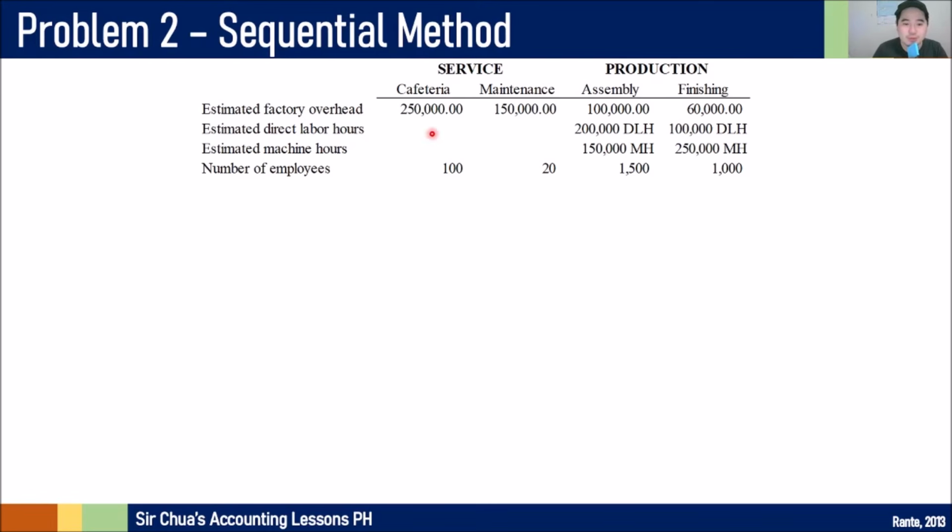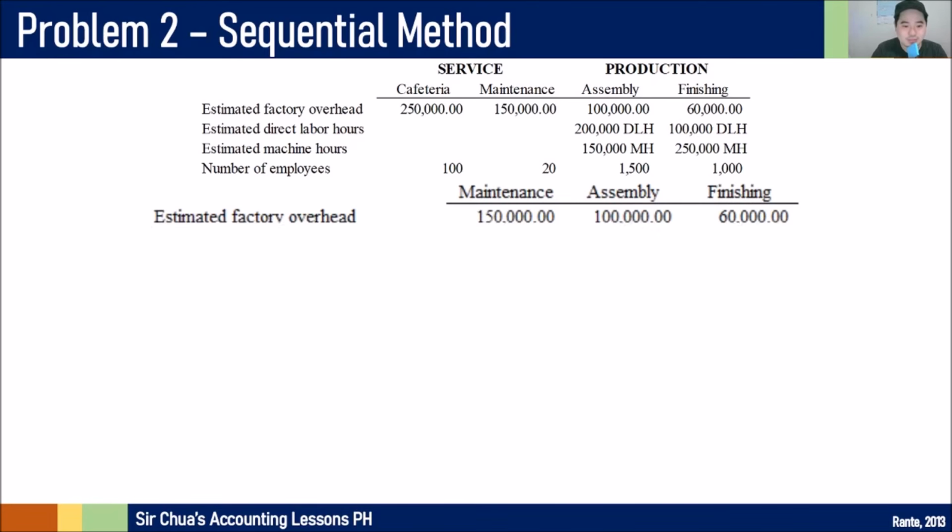Pag sequential method naman po, yung 250 ni cafeteria, bibigyan mo muna si maintenance, tas magbibigay ka na rin kay assembly tsaka finishing. Pero dahil yung kay maintenance, nadagdagan na siya ng konting cafeteria cost, kung anumang total na yon, yun ay ibibigay mo kay assembly tsaka kay finishing. Okay? So, lagay ka lang uli ng column. Tatlo pala, sorry. Maglalagay ka ng tatlo na column. So, syempre si maintenance kasi bibigyan mo muna bago ka makapagbigay kay assembly tsaka kay finishing. Okay? So, this is how you do it. Overhead po ni maintenance is 150, same with assembly 100 and finishing of 60.